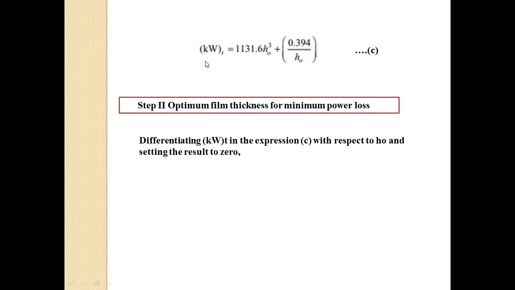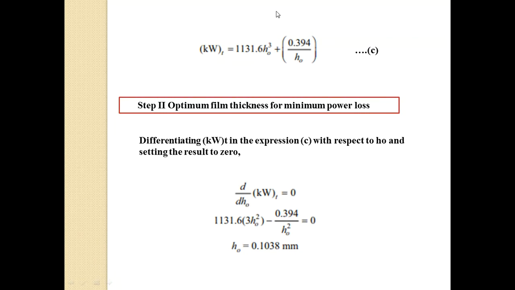Now see here, we have to draw a figure again. That means we have to draw a graph after getting this H naught. Now see here, differentiating the total energy losses, that is expression C, with respect to H naught and setting the result to zero. That means differentiate this Kw of T with respect to H naught and equate it to zero. Now what we get here, d divided by dH naught of the total energy losses is equal to 0.